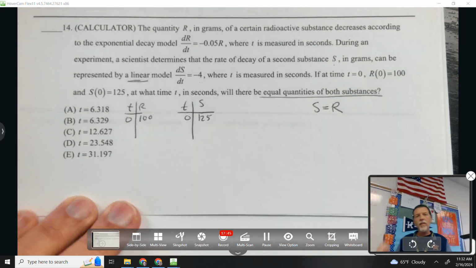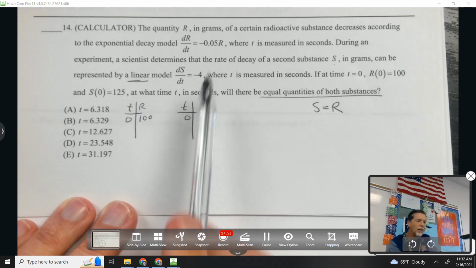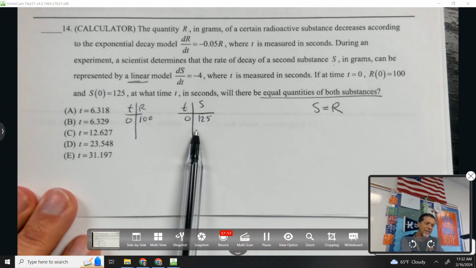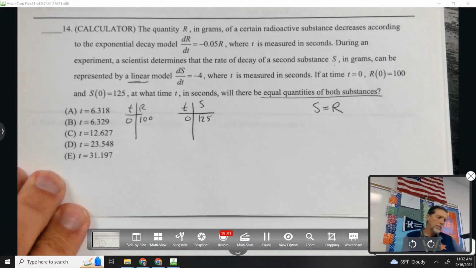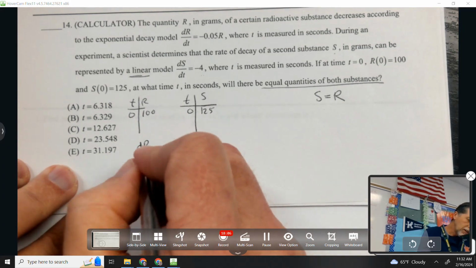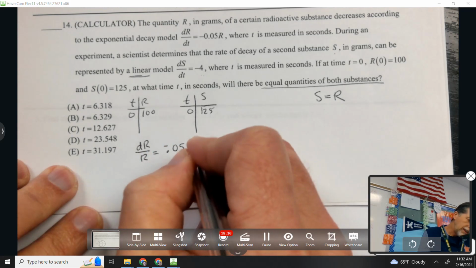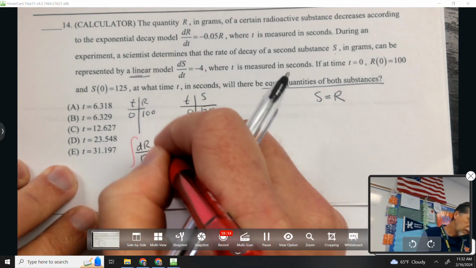So I want to figure out when S equals R. Okay, so there's like 3 problems in one here. I've got to figure out what R is. I've got to figure out what S is, and then I need to set them equal to each other. So dR over R equals negative 0.05 dt. Separate and integrate.